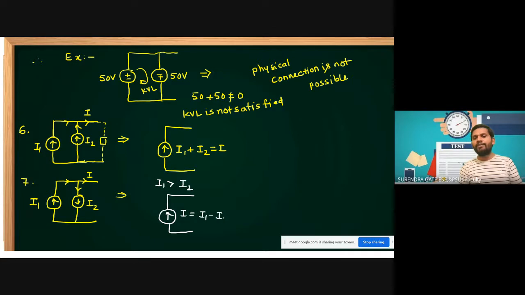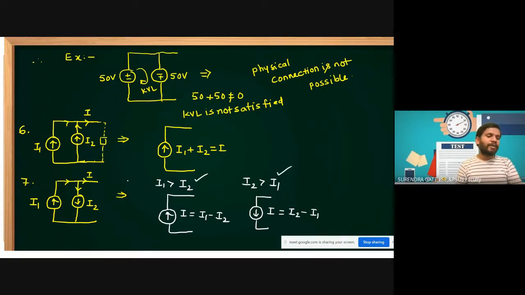If I2 is greater than I1, friends, the resultant final current direction is similar to I2. But here, what is I? This I is equal to I2 minus I1. The condition is I2 is greater than I1. We can use this based on the magnitude of current, whether I1 or I2.